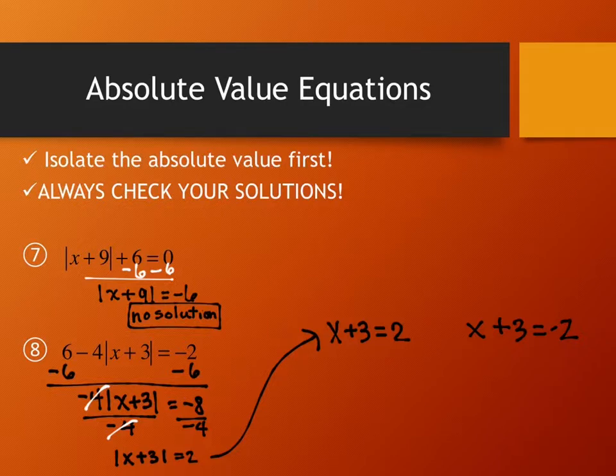So if I have x plus 3 equals 2, and I solve that one, what do I do? Subtract a 3. X is on the left. What's on the right? Negative 1. So this is one potential solution. How about the other one? X plus 3 equals negative 2 on the second equation. Subtract a 3 still. So x is equal to negative 5. There are 2 potential solutions to this equation.